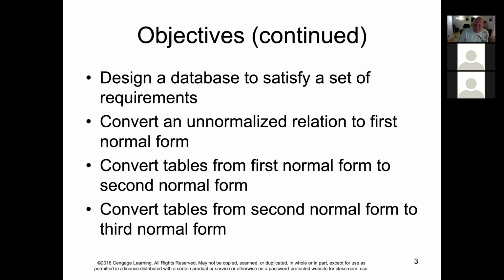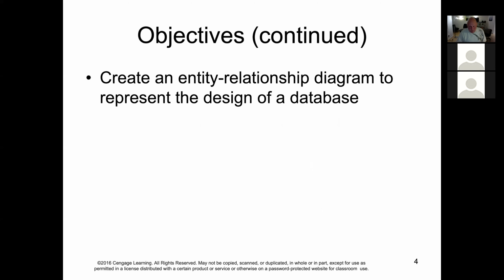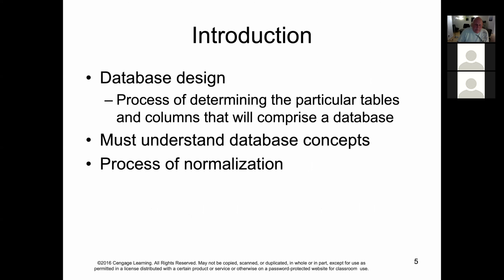You're going to design a database to a set of requirements. You're going to convert an unnormalized relation to first normal form, convert tables from first normal form to second normal form, and convert tables from second normal form to third normal form. And there is a fourth normal form too, but we won't get into it in this course. Database design is the process of determining the particular tables and columns that will comprise a database.